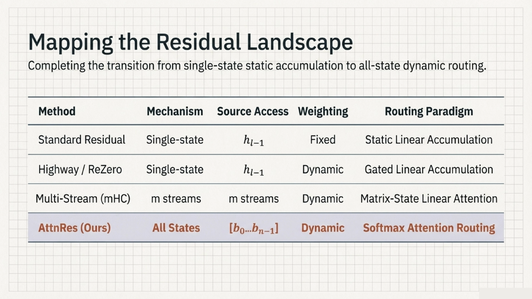This brings us to mapping the residual landscape. Compared to standard residuals with their static weighting, or highway and multi-stream methods that use dynamic but constrained access, Attention Res completes the puzzle. It accesses all states dynamically, governed entirely by softmax attention routing.